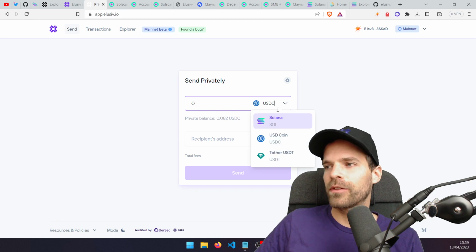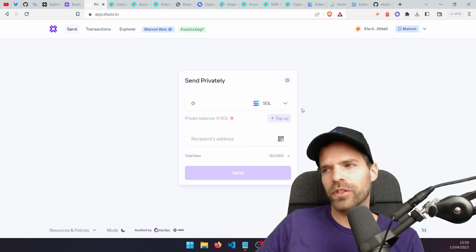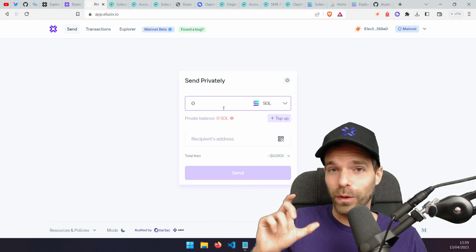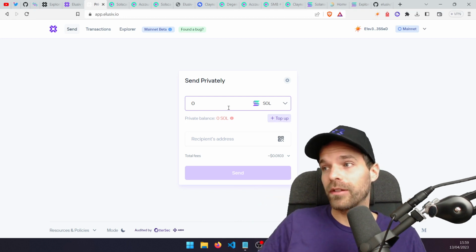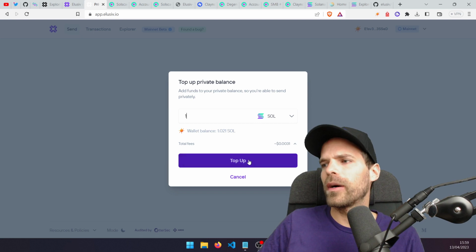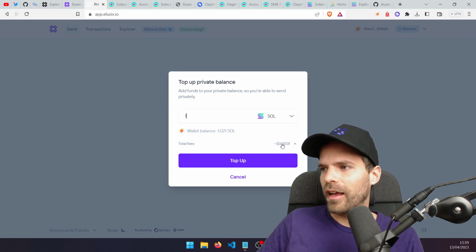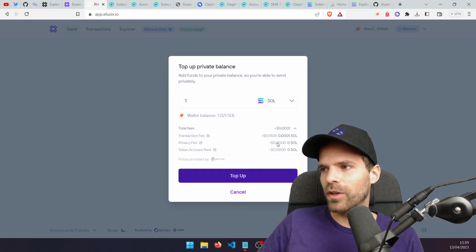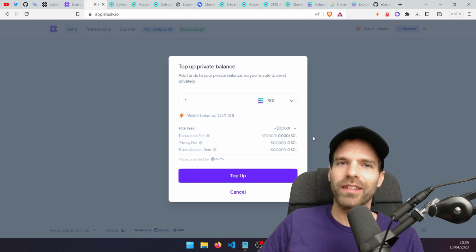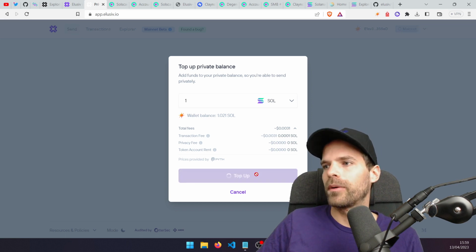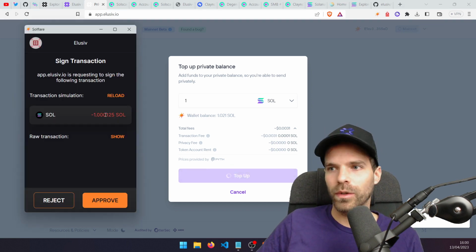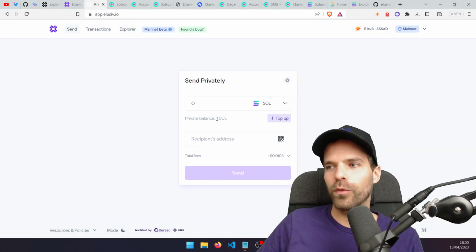Anyway, I wanted to prove that it's easier with Sol or cheaper with Sol because the whole swapping doesn't have to happen. Let's top up 1 Sol. Yes, I trust it so much. I put 1 Sol in there and we see that transaction fees will turn out to be 0.0001 Sol, just a transaction. Top up, and that's again one that I need to sign. 1 transaction fee plus 25,000 lamports that I don't know what they're for. There we go, and we have a private balance of 1 Sol.